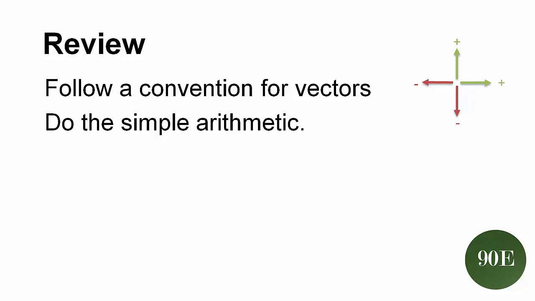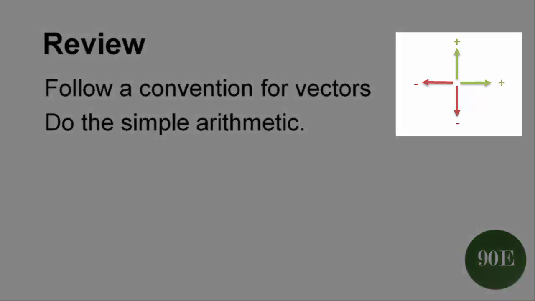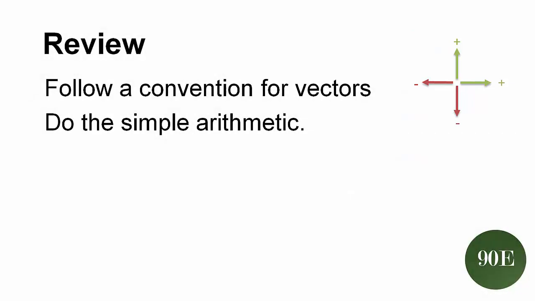So just to review, as long as you follow some sort of convention, and most people will follow this one here, where positive vectors are upwards and to the right, and negative ones are to the left and down, then you can easily add vectors together doing simple arithmetic.